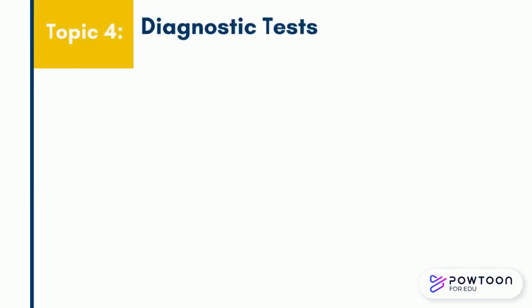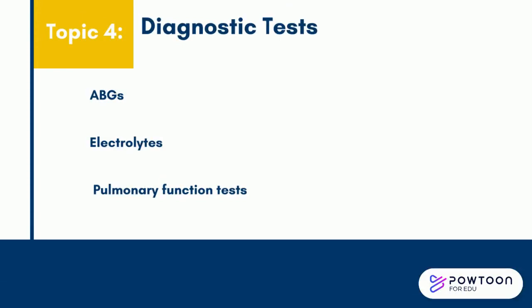Diagnostic testing in respiratory acidosis will obviously include an ABG, but it's also going to probably include an electrolyte panel with a lot of attention to that potassium level because of the accompanying hyperkalemia that can occur. We'll also want to look at the pulmonary function test, to see what's going on with the respiratory system.